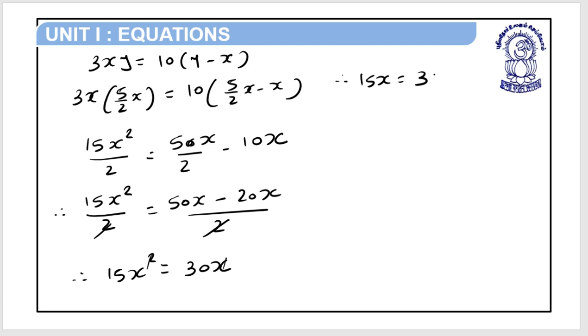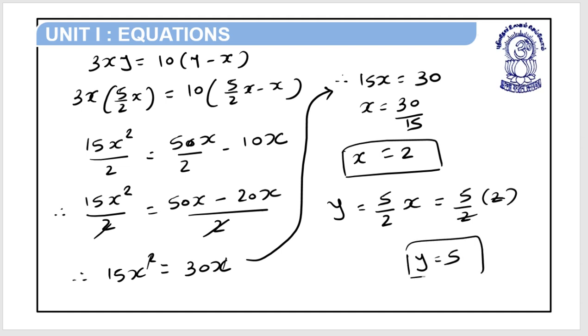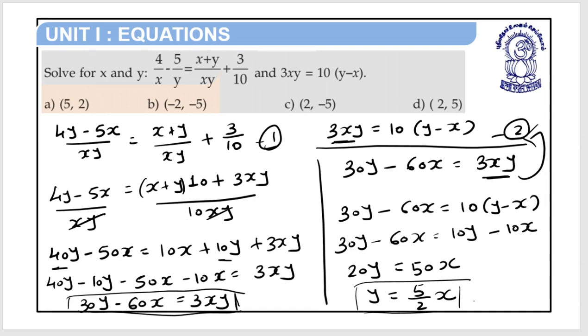15x is equal to 30. So x is equal to 30 by 15. So x is equal to 2. Put the value of x into y is equal to 5 by 2 x. So 5 by 2 x, 2 cancel. So y is equal to 5. So answer is 2, 5. Answer is D, 2, 5.